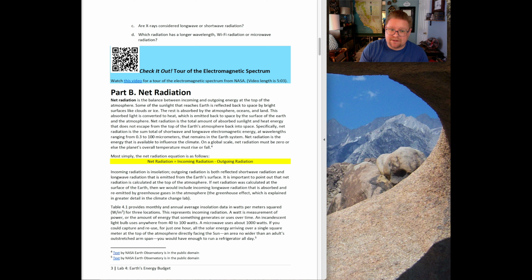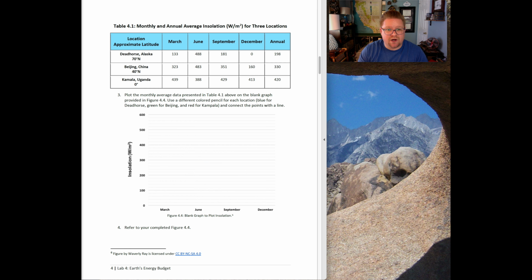So most simply, the net radiation equation is as follows. Net radiation is equal to incoming minus outgoing radiation. You'll continue to read through this lab, which provides you additional context, which brings us to Table 4.1, monthly and annual average insolation. Insolation is otherwise known as incoming solar radiation. In this particular place, they're picking three locations: Alaska, China, and Uganda. Plot the monthly average data presented in Table 4.1 on the blank graph below. Use a different colored pencil or pen for each location. As an example, blue for Deadhorse, green for Beijing, and red for Kampala. And connect the points with a line.